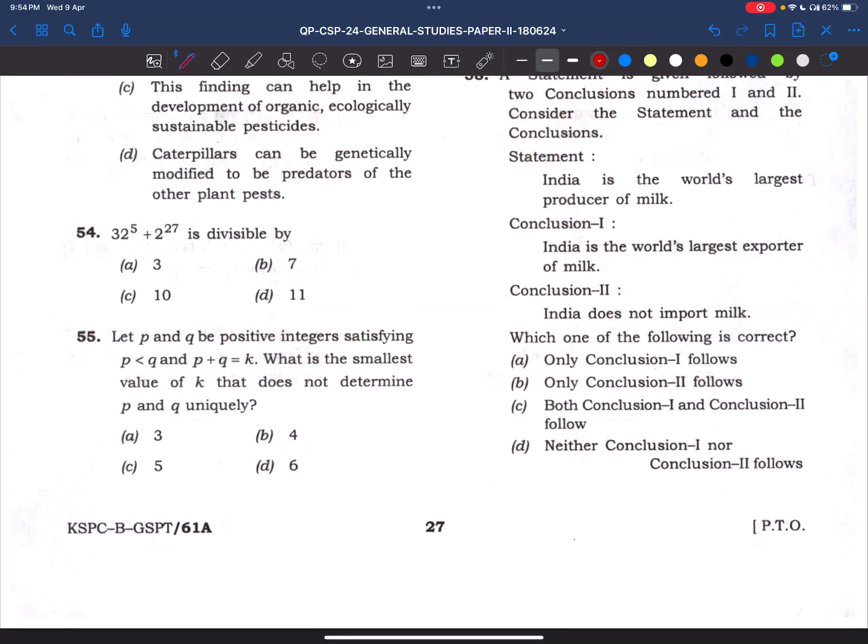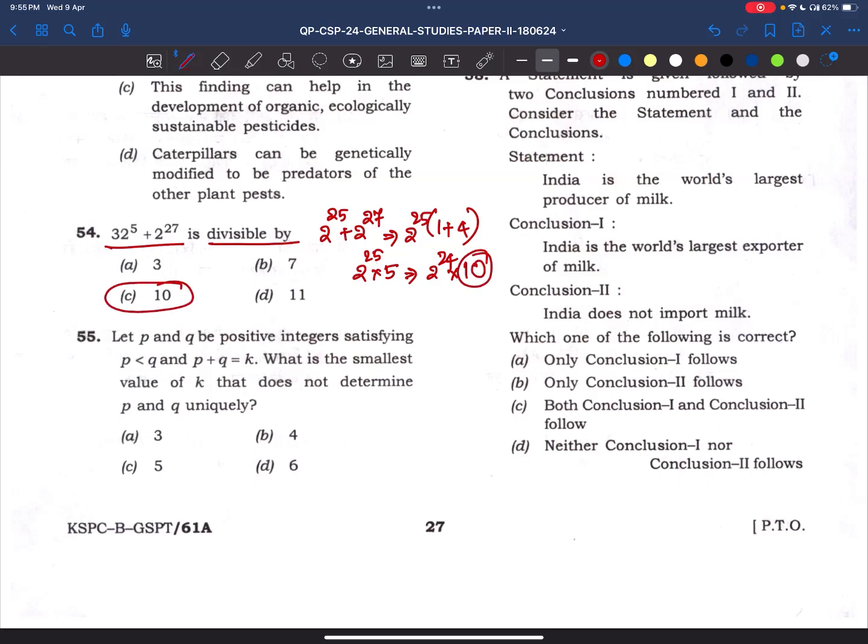The fourth question. 32 power 5 plus 2 power 27. 32 can be written as 2 power 5, right? So 2 power 5 whole power 5 will be 2 power 25 plus 2 power 27. If we take 2 power 25 common, you get what? 1 plus 2 square, that is 4. So this whole can be represented as 2 power 25 into 5. It is telling what? Divisible by. See here, this can be rewritten as 2 power 24 into 2 into 5, right? So it will become 10. So it is divisible by 10. Right?